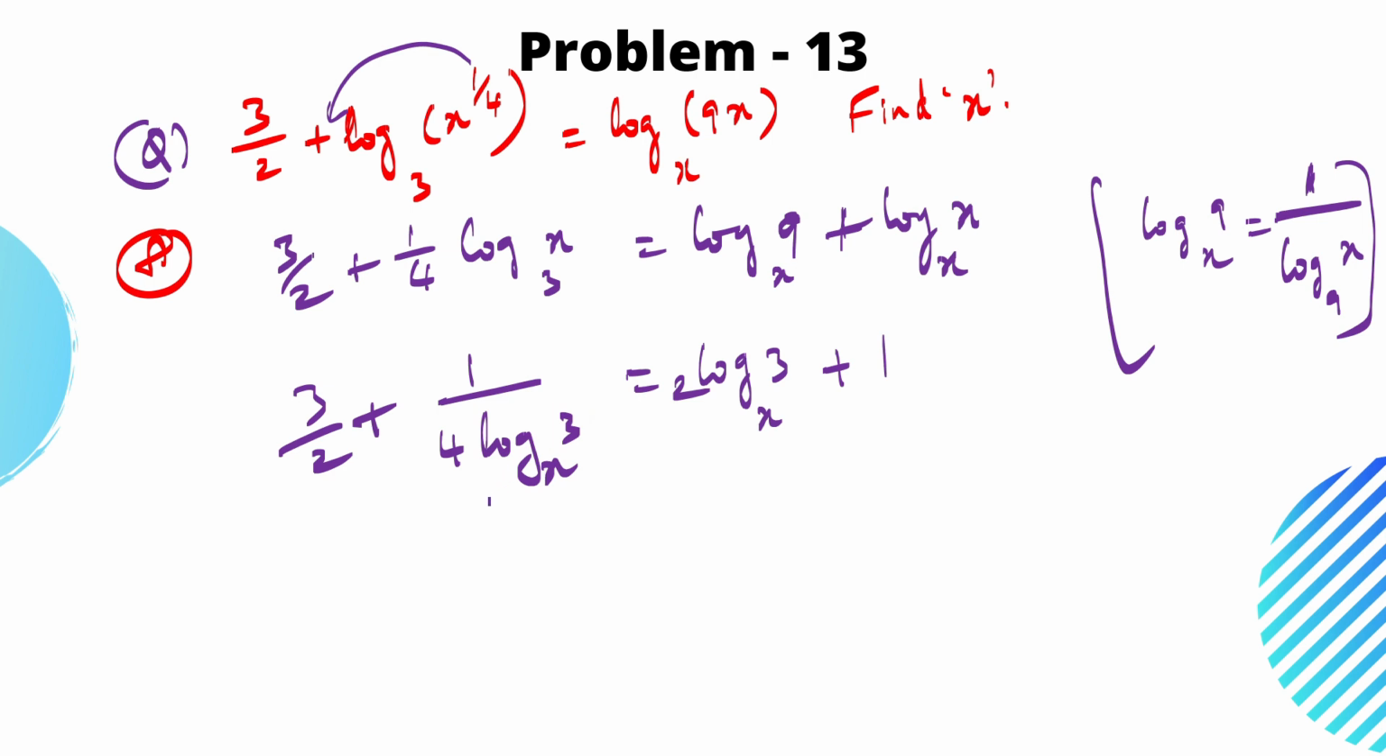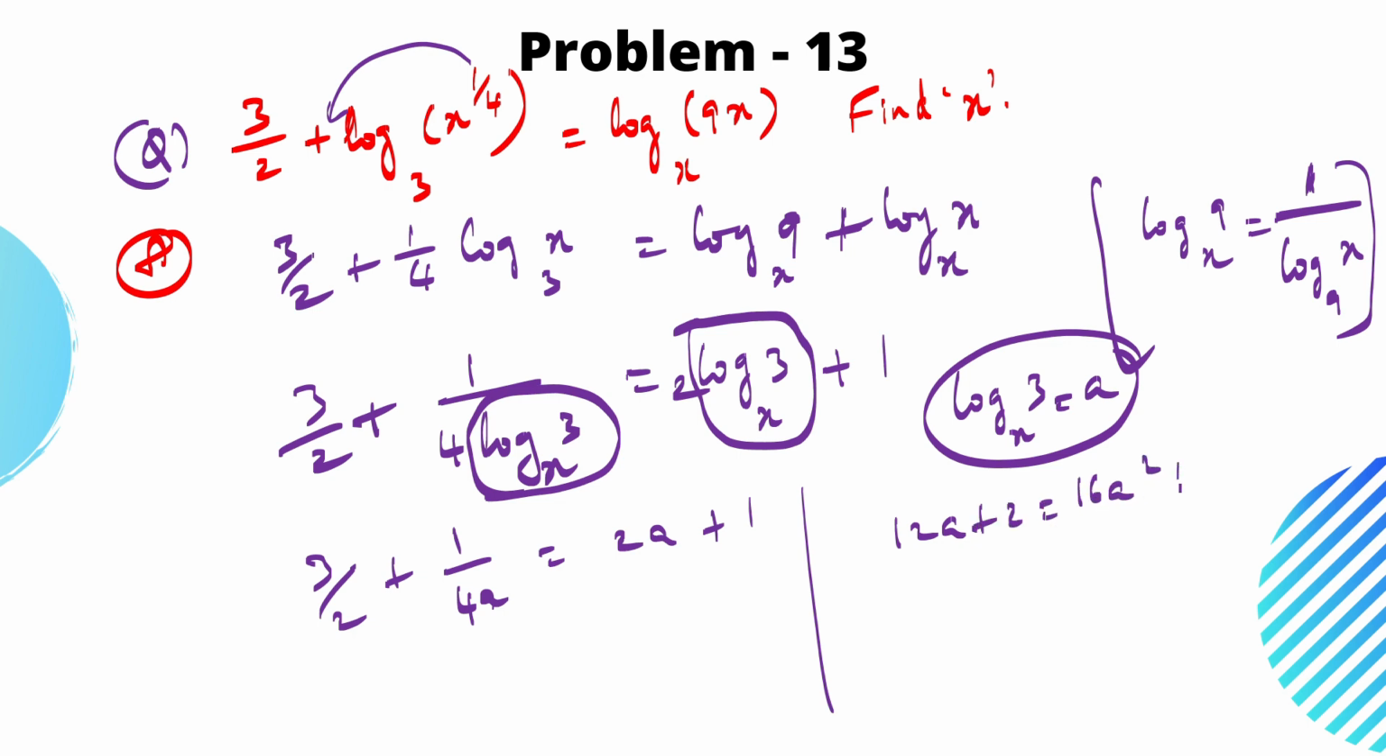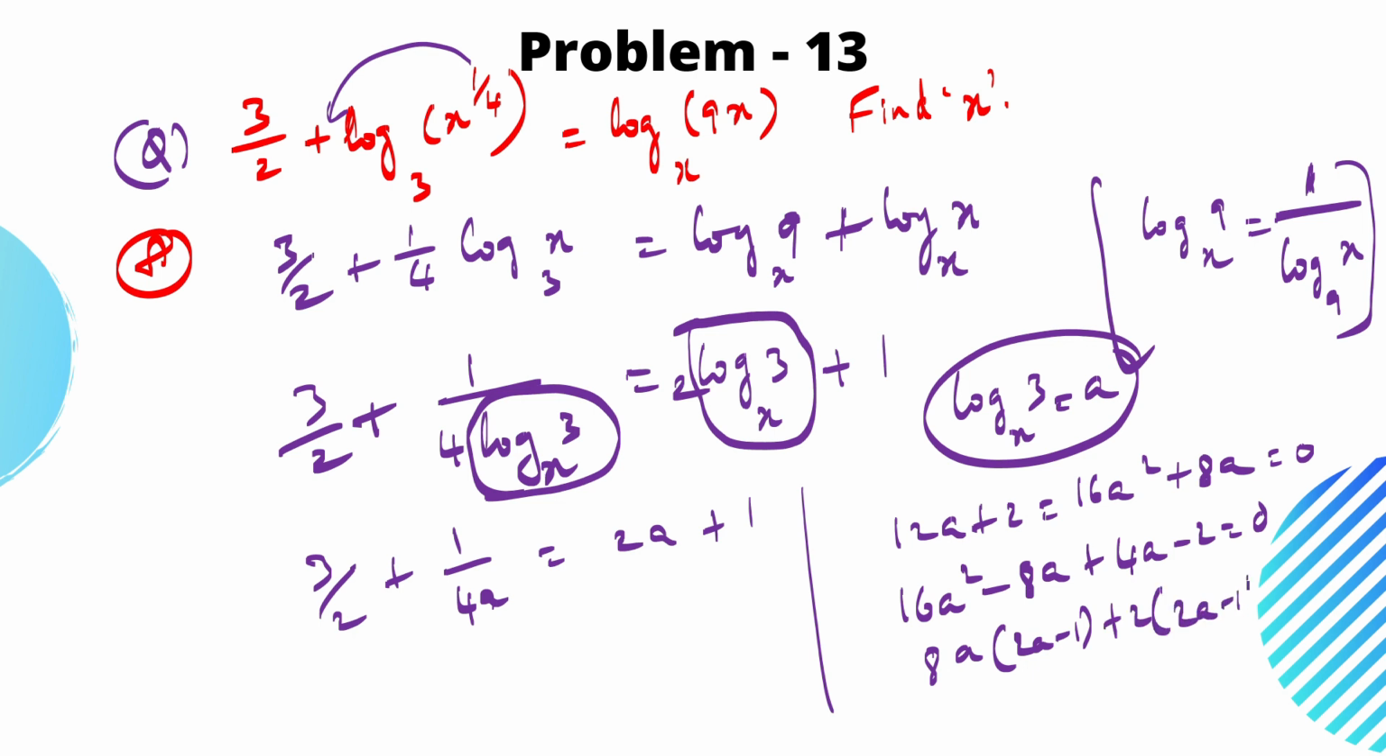Now if we observe, log 3 to the base x appears in both places. Let us assume log 3 to the base x as a. What happens if we assume like this? 3 by 2 plus 1 by 4a is equal to 2a plus 1. So this makes our calculation simpler. Now if we take LCM, we will get 12a plus 2 is equal to 16a square plus 8a, and this will be 16a square minus 8a plus 4a minus 2 is equal to 0. Now 8a into (2a minus 1) plus 2 into (2a minus 1) is equal to 0.